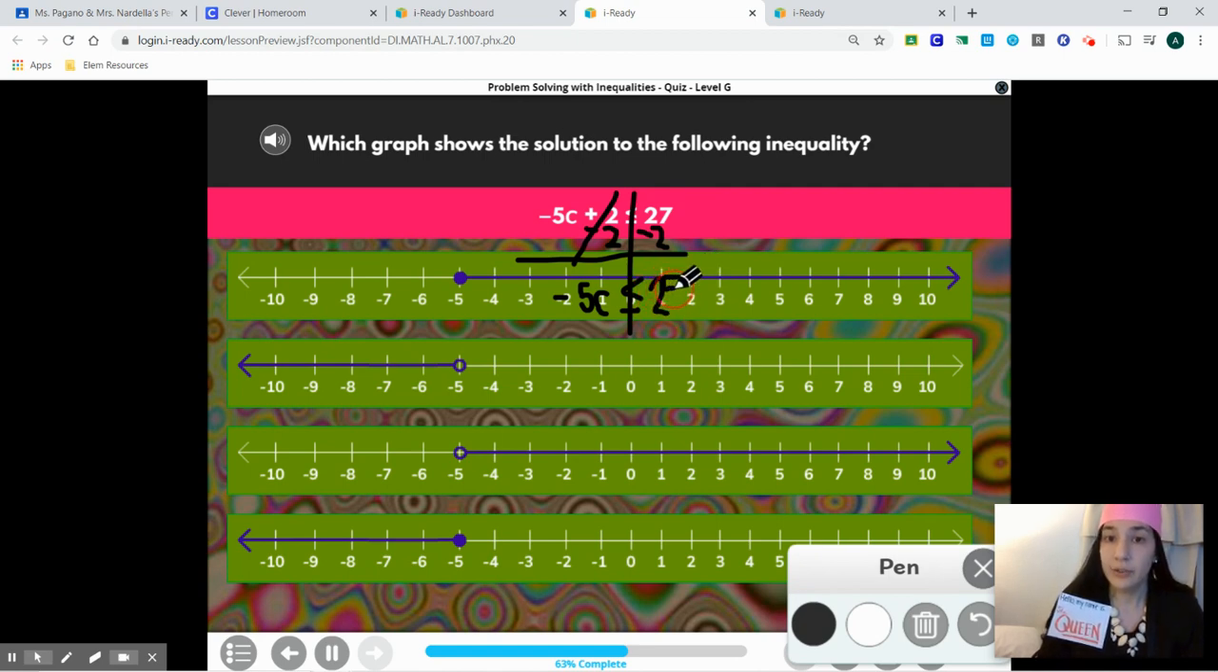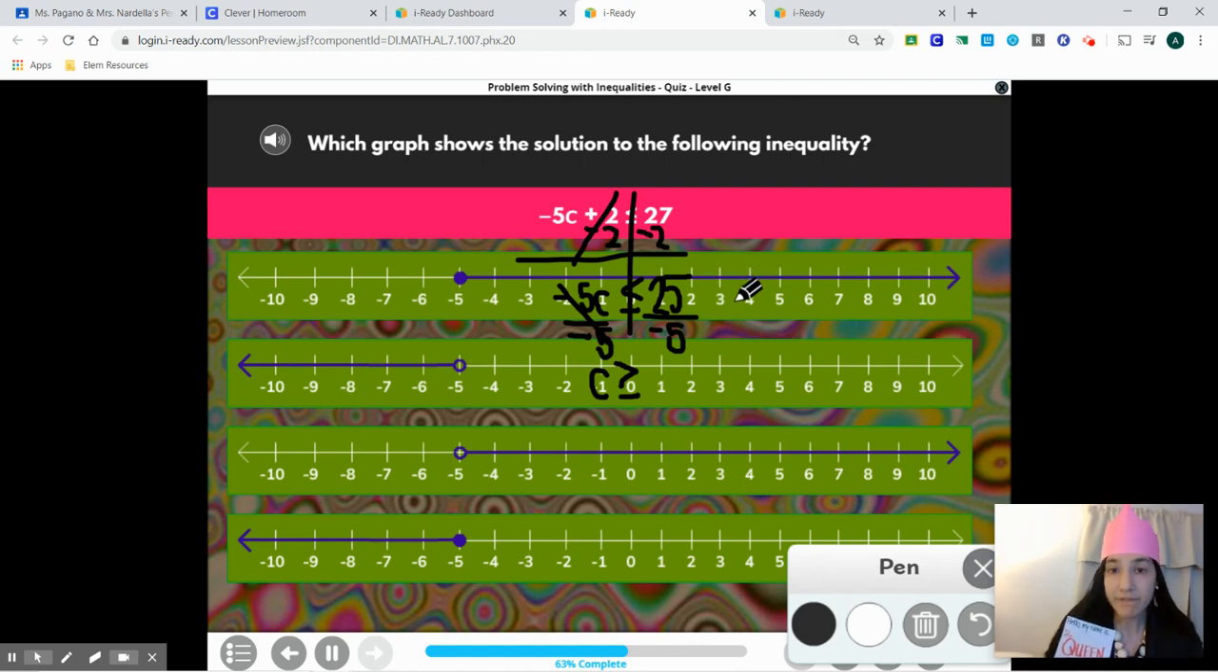C is still not alone. We're going to isolate that c by dividing by negative 5 to both sides. Once again, we heard those magical words, divide by a negative, so we know we have to flip our inequality symbol. We have c alone. It was less than or equal to. We're going to flip it to greater than or equal to. Positive 25 divided by negative 5 is going to give us negative 5.